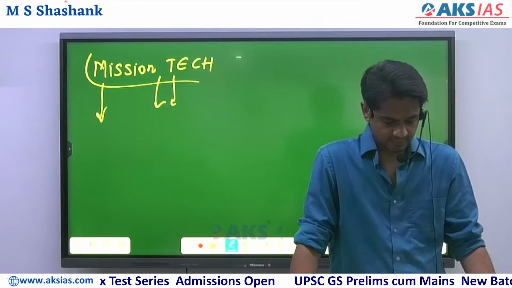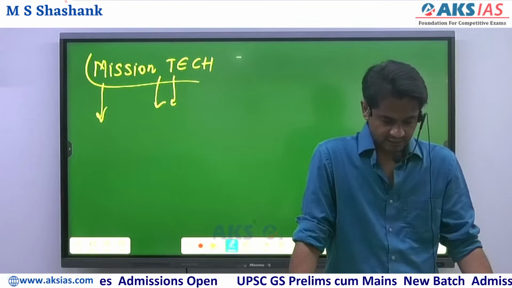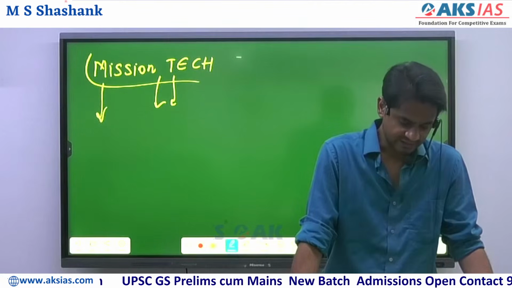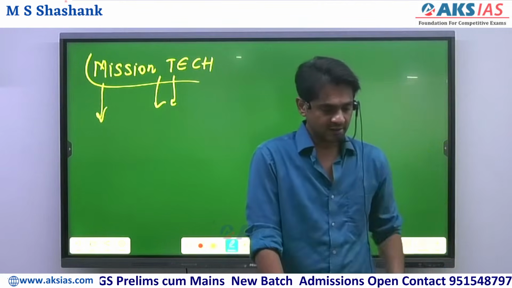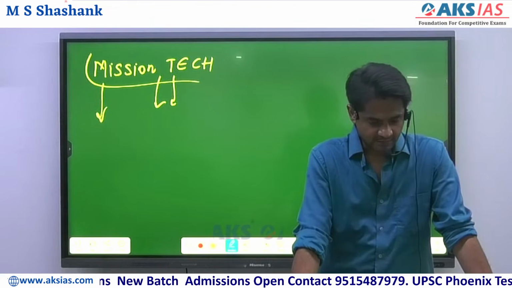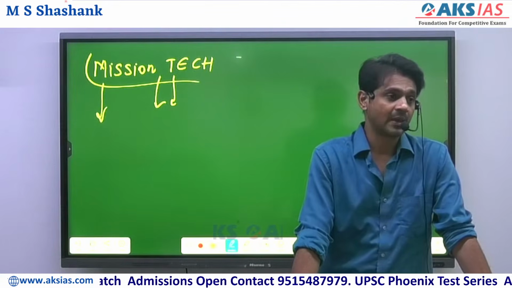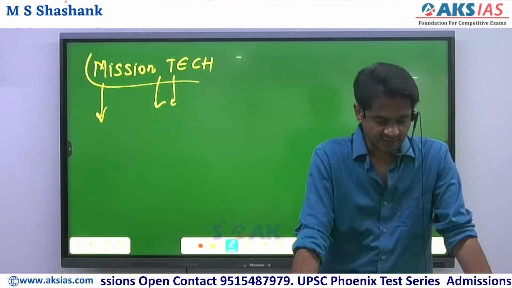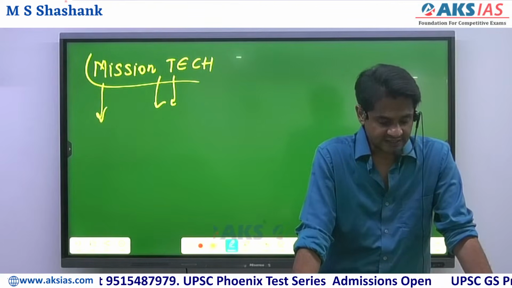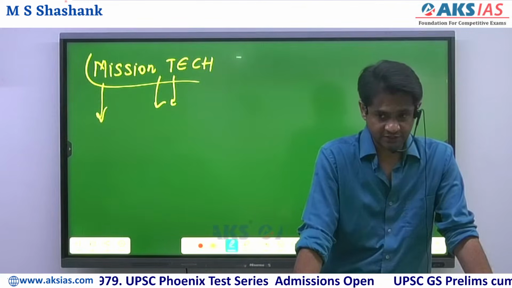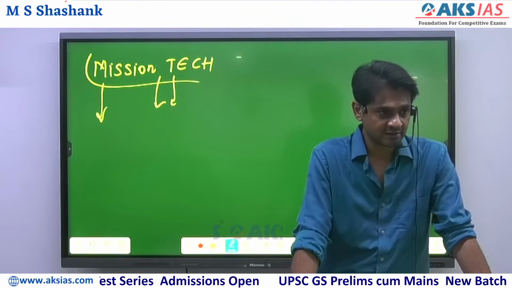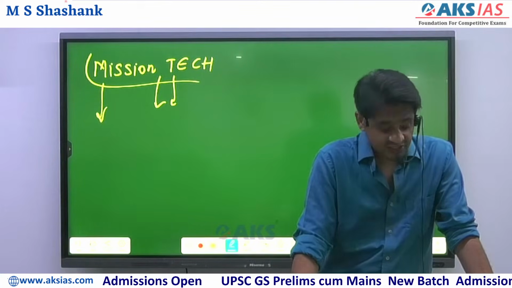Next, very important, E for ecosystem creation. Okay, this is important. Ecosystem creation. Understand what you are writing, don't do this work passively. Ecosystem creation: startups, industry, academia, financial institutions, then incubation centers.